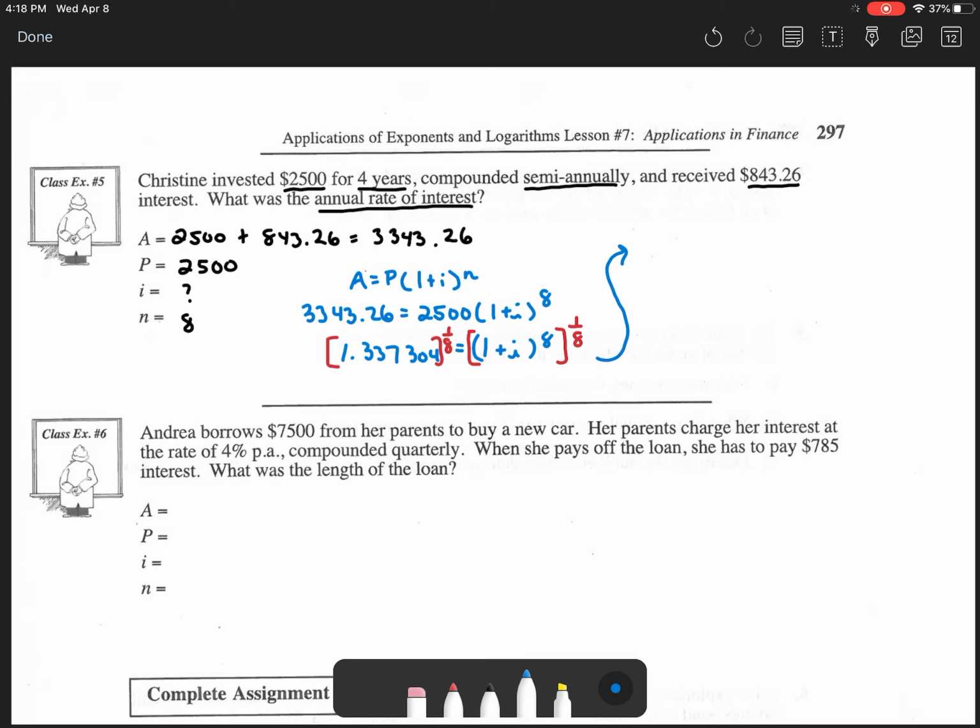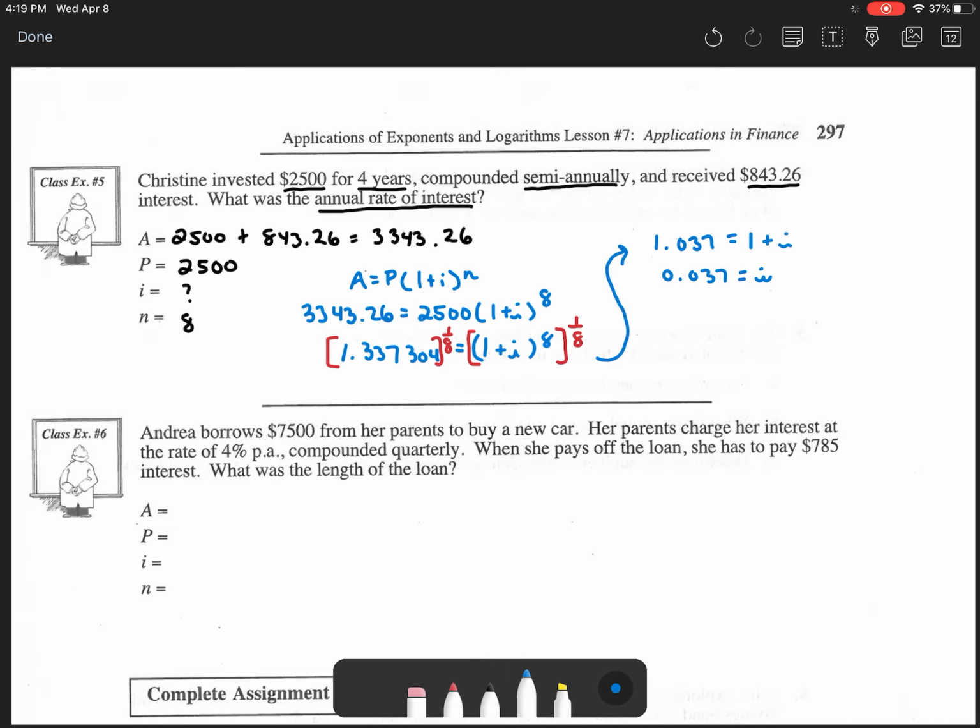Okay, so I can take the 1.037, and if you remember, under your math feature you have the ability to take the root, any index that you want, and that will give me a value of 1.037, and that will leave you with 1 plus I on the right hand side of the equation, because you multiply those exponents together, 8 times 1 over 8, which will leave you with 1. Now I want I, so I'm going to subtract 1 from both sides, and that will give you 0.037 is equal to I, the interest rate.